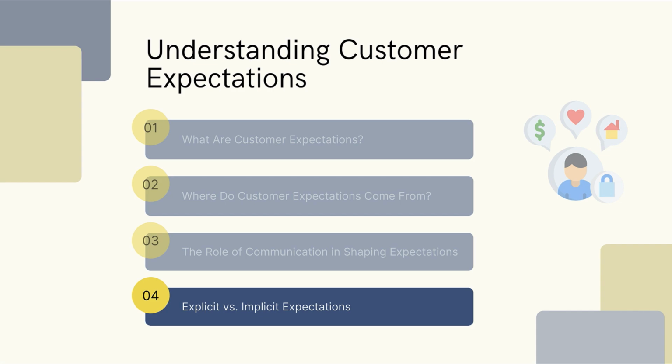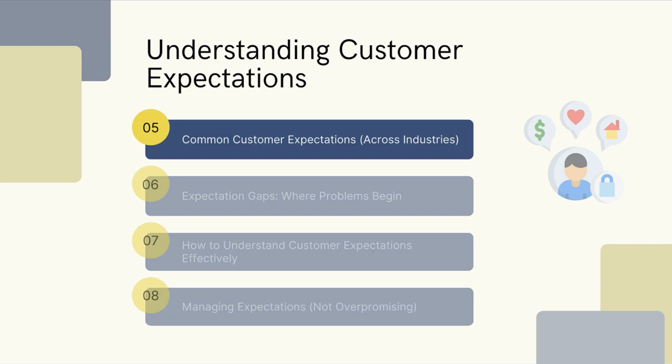Implicit expectations. These are unspoken and they are more dangerous. Examples. Expecting politeness, expecting empathy, expecting transparency, expecting respect. Example. A customer says, "I'm really disappointed." What they might actually expect: an apology, understanding, a sincere explanation. If you ignore the emotional message and focus only on procedures, expectations remain unmet.